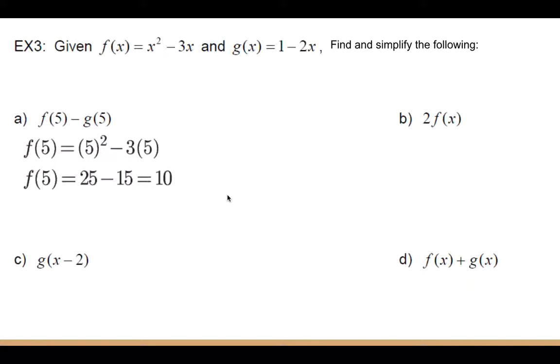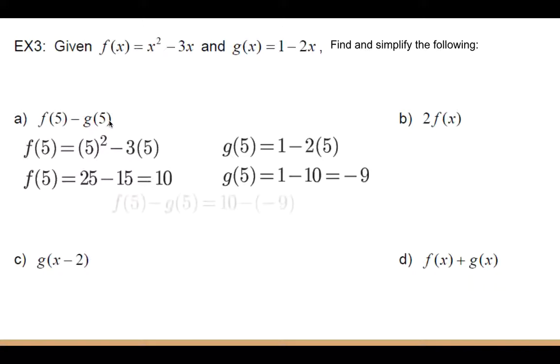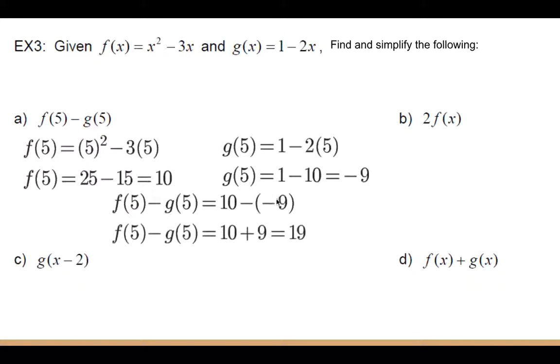So that's the output. And then the g of 5 part is negative 9. You take your time with that one. But then the question is asking you to subtract those outputs. So if you had inputs of 5, you'd subtract the outputs. So 10 minus negative 9, there the bracket really matters. 10 plus 9, which is 19.